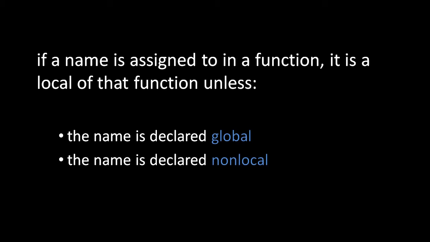Now, a subtle but important rule to keep in mind is that when you declare something non-local, there must actually be a variable of that name in an enclosing function. If there is no such variable, Python considers that an error and will throw an exception. Understand, though, this is only the case with non-local.